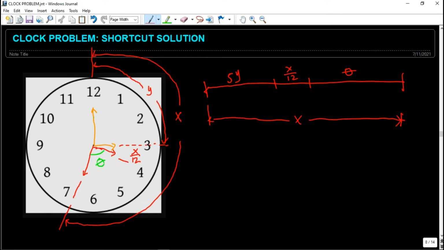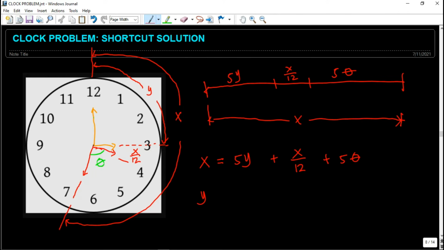Then of course, ito rin, kung naka-hour spaces din si theta, okay? Gawin natin siyang times 5 din. Okay? Para ma-convert natin siya guys into minutes spaces. So therefore, x is equal to 5y plus x over 12, okay, plus 5 theta.